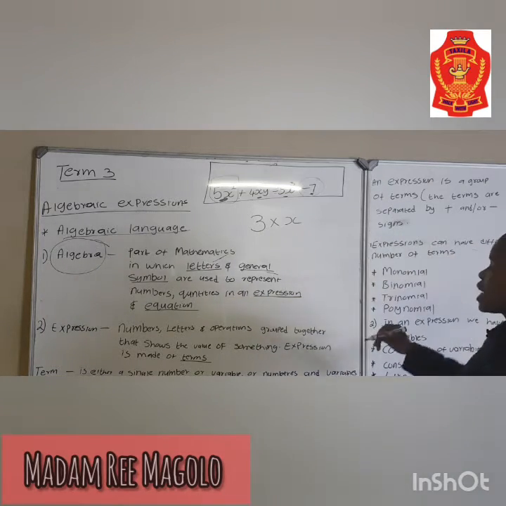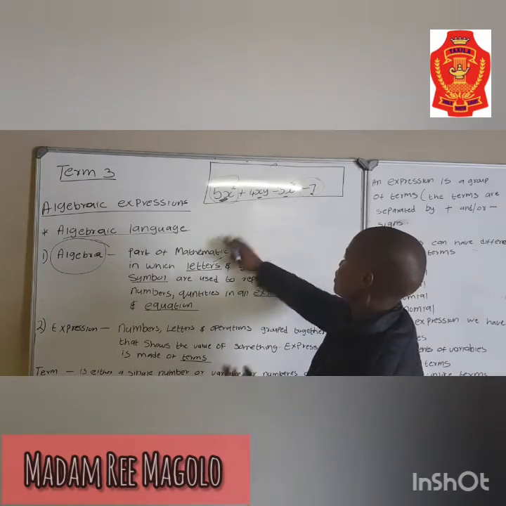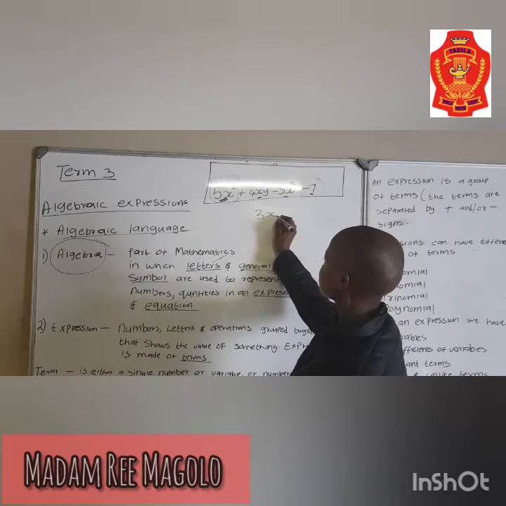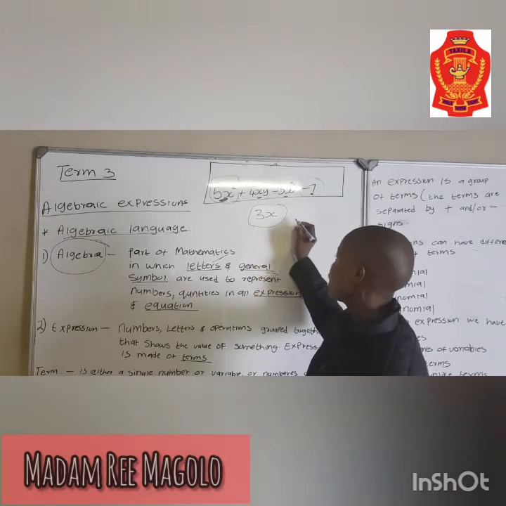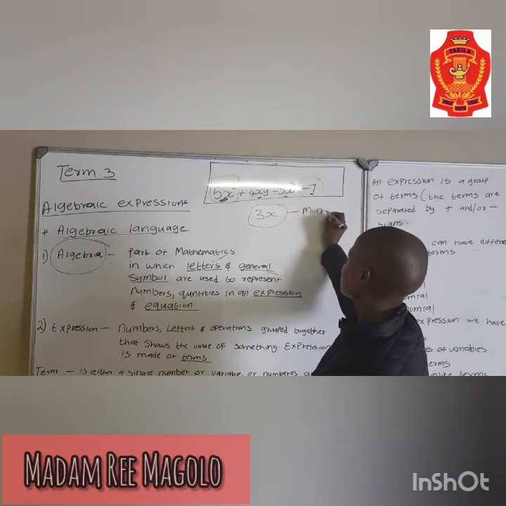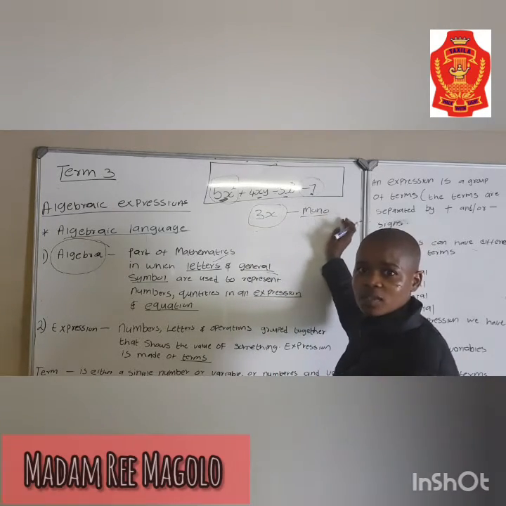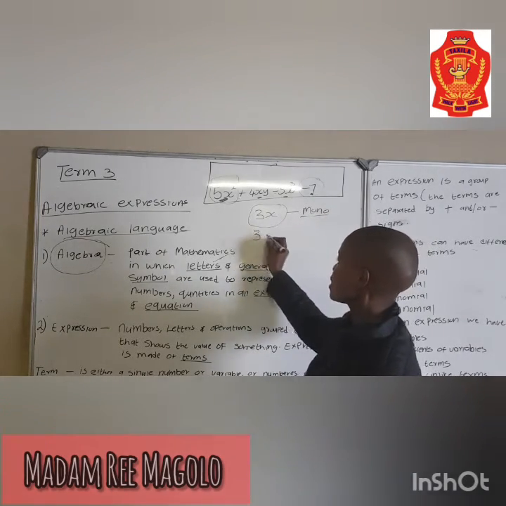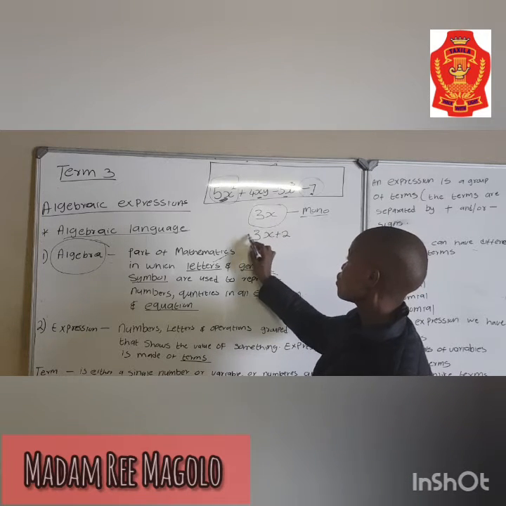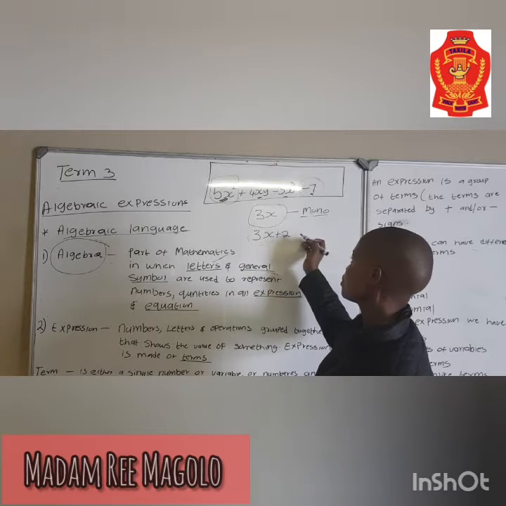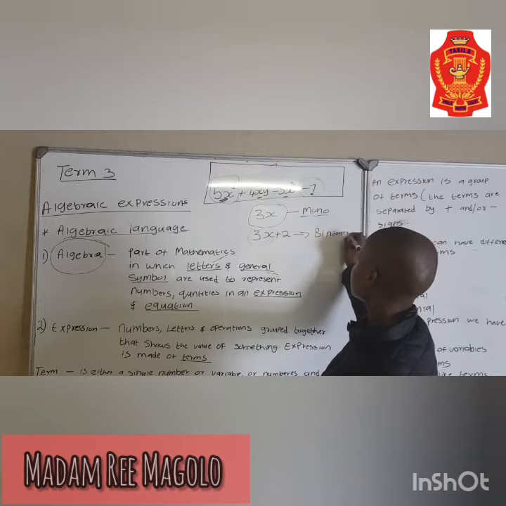Expressions can have different numbers of terms. For example, I can have 3x. This is an expression with one term, and I call this a monomial. Mono means one. So this is an expression with only one term. And I can have another expression with two terms, where I have 3x plus 2. We call it a binomial.